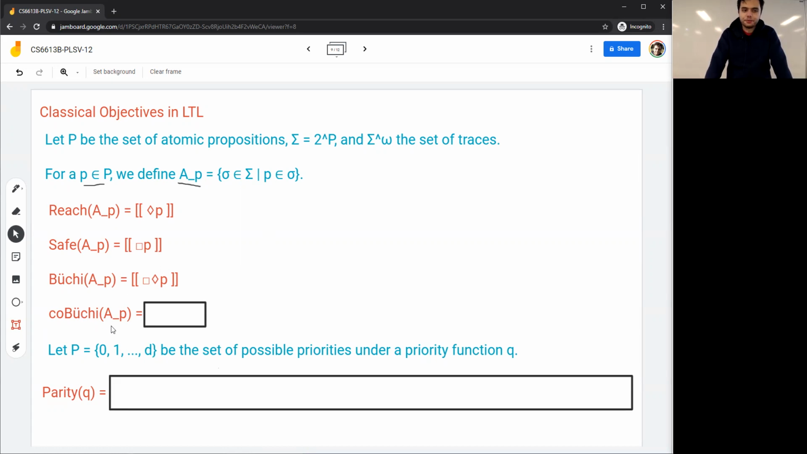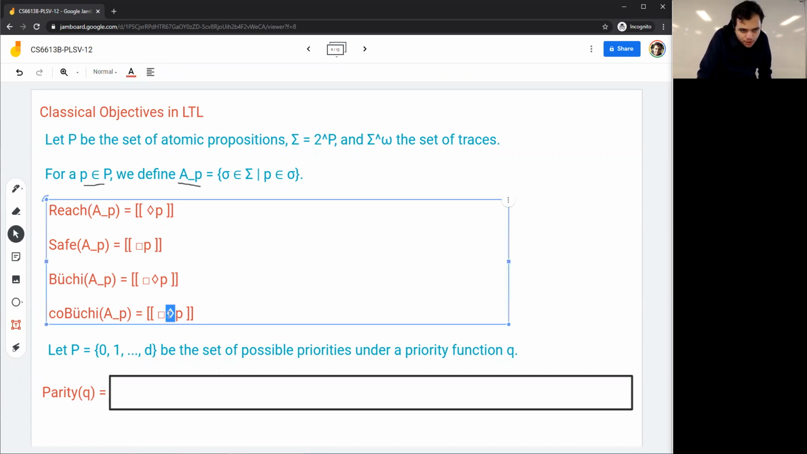How about co-Büchi? Yes, it's eventually always P. And this is, again, because of the duality. So Büchi and co-Büchi are duals. You can take a dual here. But also, we talked about co-Büchi in the sense that when we want co-Büchi of a set T, what it means is that we have to just ignore a prefix. And after ignoring a prefix, you always remain in your target set. And your target set here is the set of states that have P in them. Oh, this is a typo.